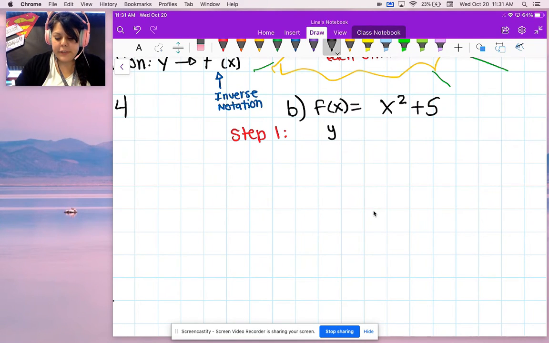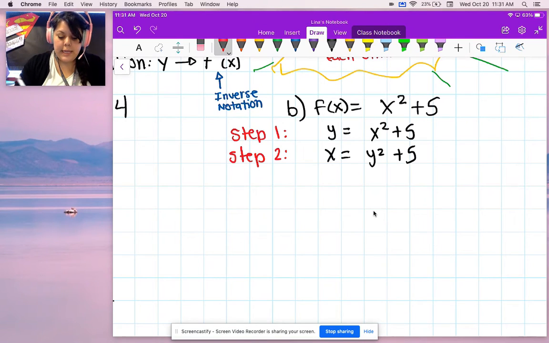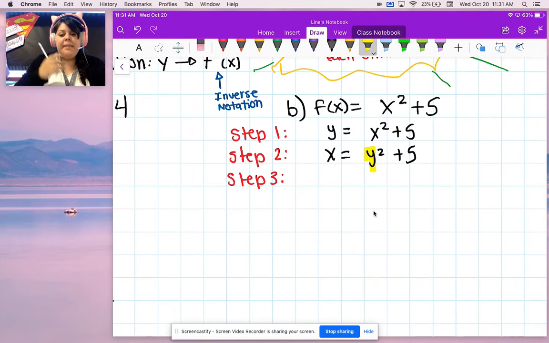Okay, so step 1. Step 1, I'm going to change to y equals x squared plus 5. Okay, step 2, see if you remember step 2. I'm going to change my x's for y's and y's for x's. So x equals y squared plus 5. And then step 3, I'm going to start solving. So remember, we want to isolate the y. So I want to get rid of the 5 as well as the square term. I just want to leave y by itself, completely alone. It likes being a loner.